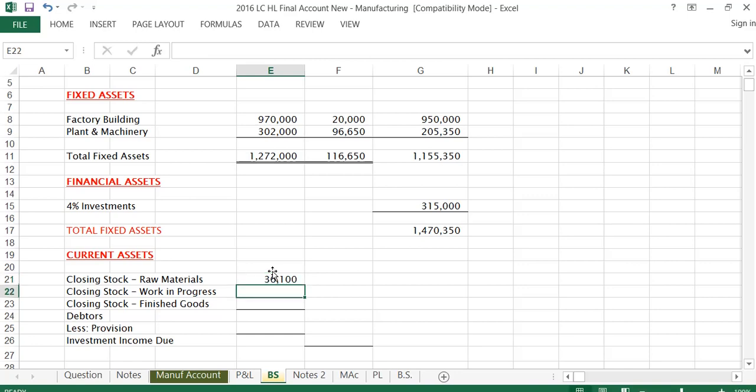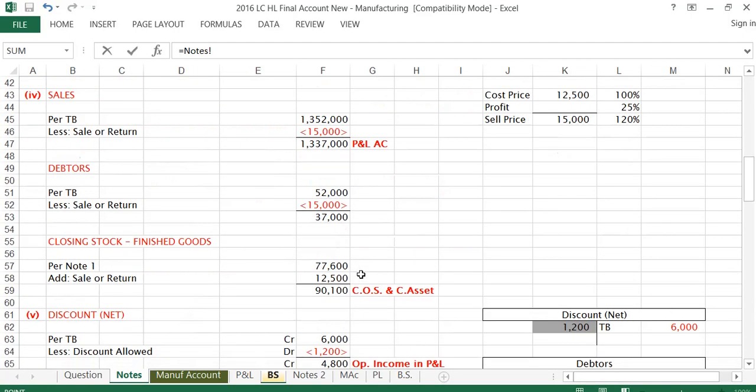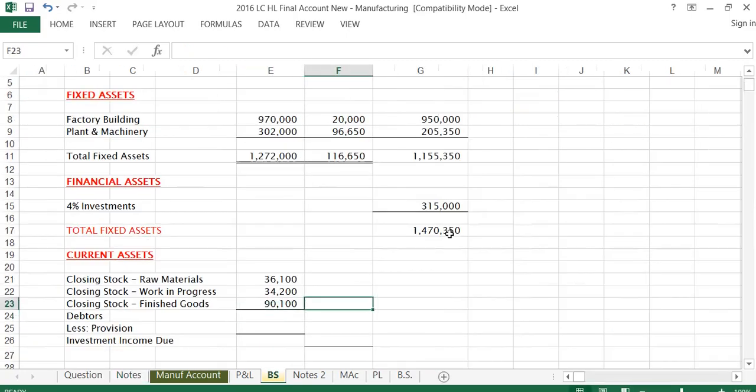Closing stock of work in progress, again, is directly from note 1 of the question, 34,200. There's no change to that. And closing stock of finished goods, there was a change to closing stock of finished goods. So I need to go back to my notes and take the most up-to-date figure for closing stock of finished goods of 90,100. So in total, my closing stocks come to 160,400.